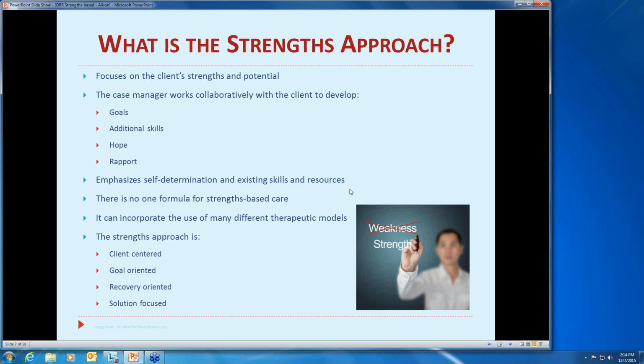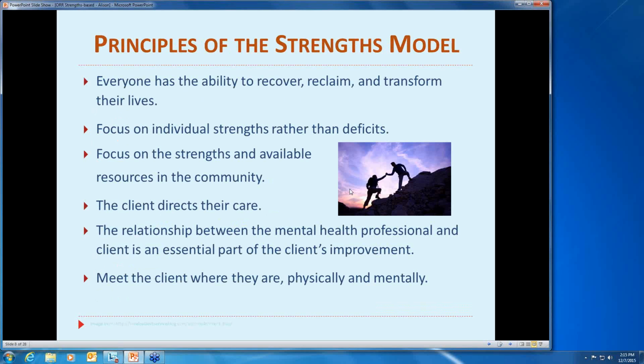Many different models can be considered strengths-based since it's more of a philosophy or a frame of reference than a formula of care. And those include models such as narrative, solution-focused, motivational interviewing, recovery-oriented, and I'm going to go much more in depth into recovery-oriented in a little bit. So the strengths that we're identifying aren't just the client strengths, but they can also be found in the community or in the environment. They can be developed as a response to the environment, or they can be resources available in that environment.